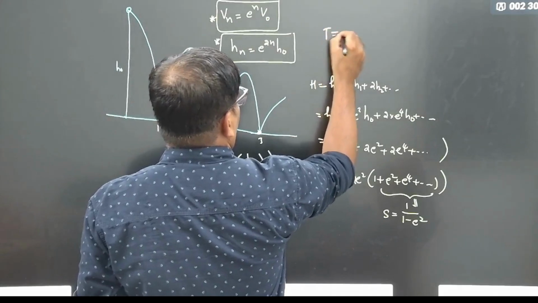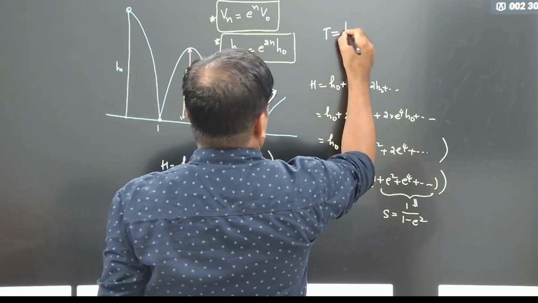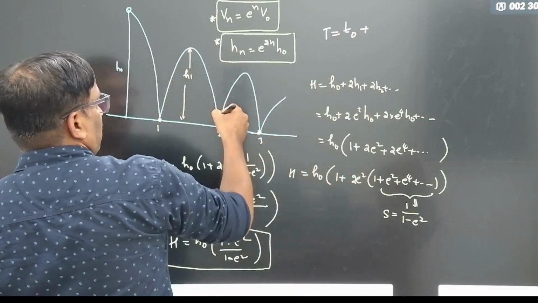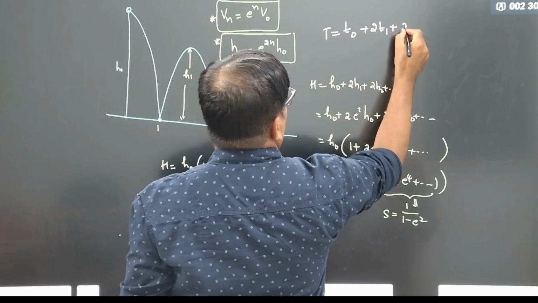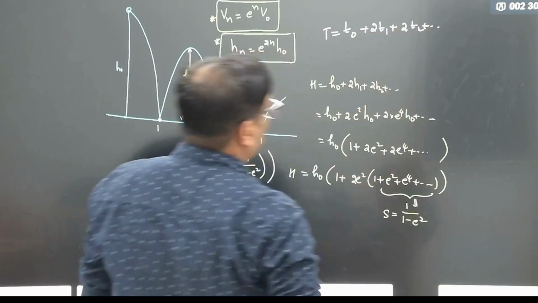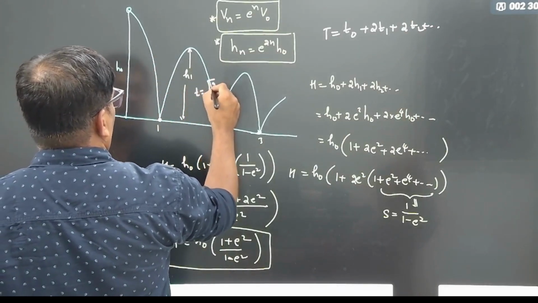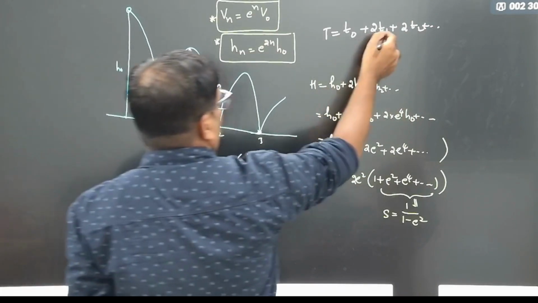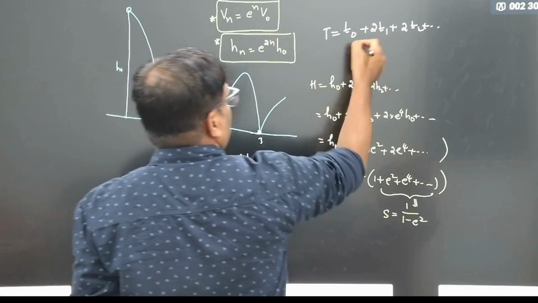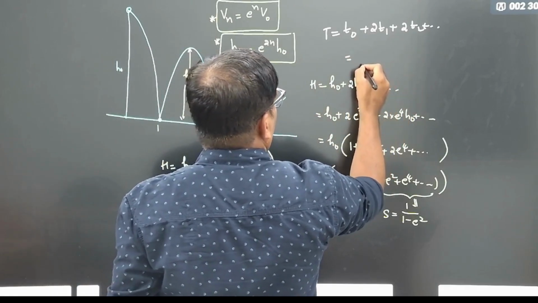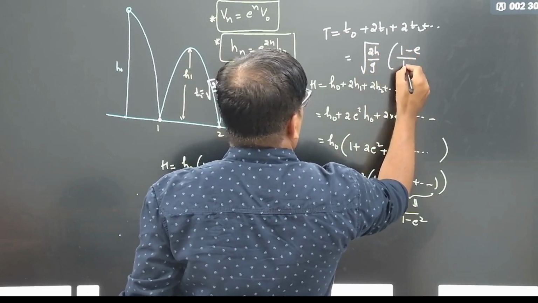What will be the total time taken? Total time taken is nothing but t naught. Time taken from here to here is t1, and this is t1. Therefore 2t1 plus 2t2 and so on. The time will be equal to the square root of 2h1 by g, so substitute here: 2h2 by g, h1 by g, t1, t2, like that. You can solve it. Mostly you can get it as square root of 2h by g into 1 minus e by 1 plus e.